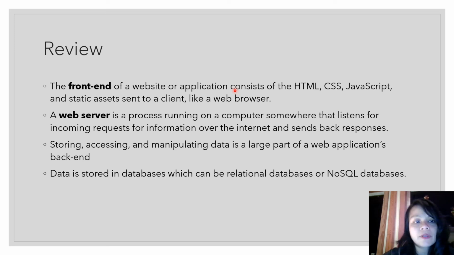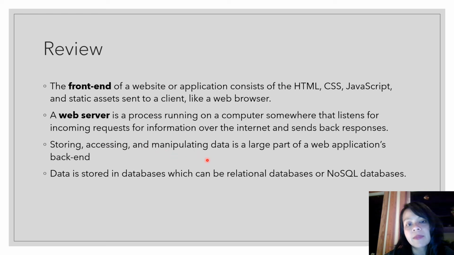Anyway, so let's review. To summarize this PowerPoint, the takeaways are: the front end of a website or application consists of HTML, CSS, JavaScript, and then static assets that are sent to a client like a web browser. A web server is a process running on a computer somewhere that listens for incoming requests for information over the internet and sends back responses. An example is it listens for the request for an HTML file and CSS and images, and it sends that to the browser, to the client, right?